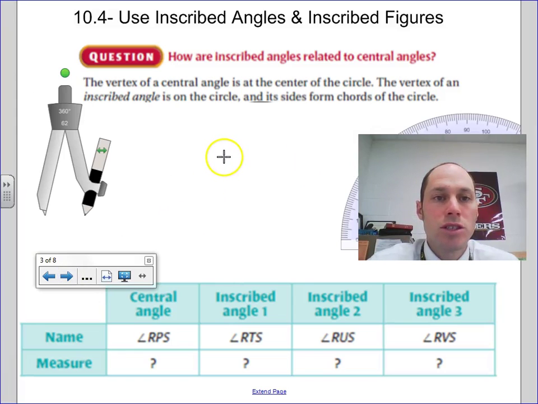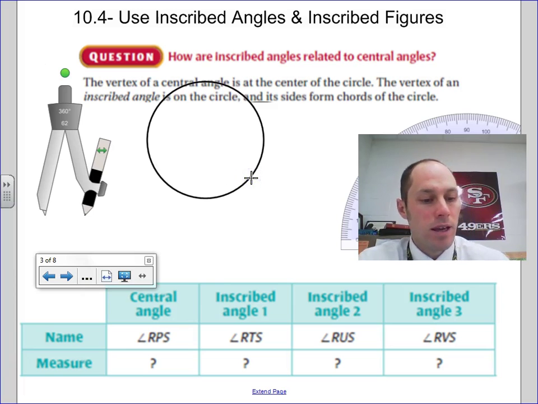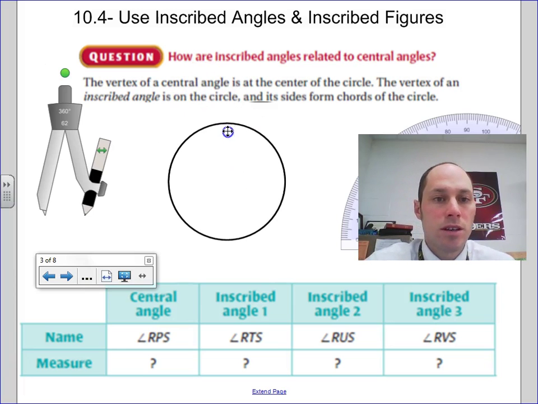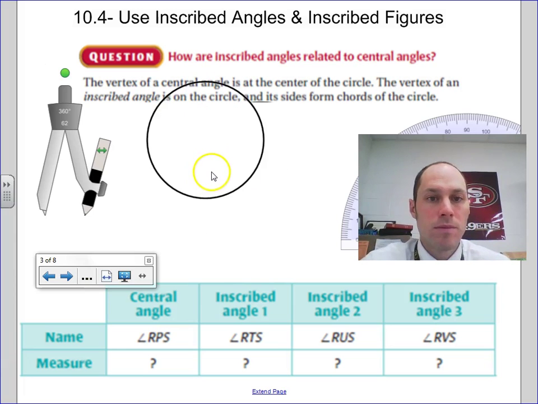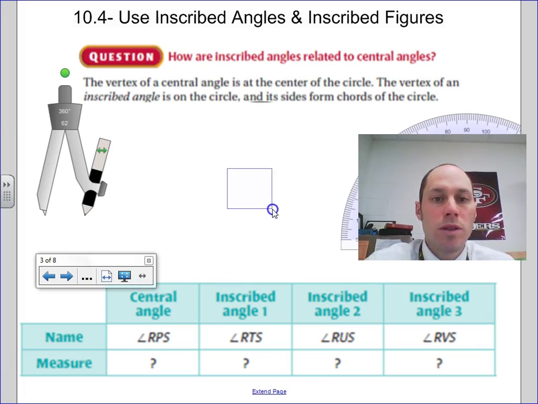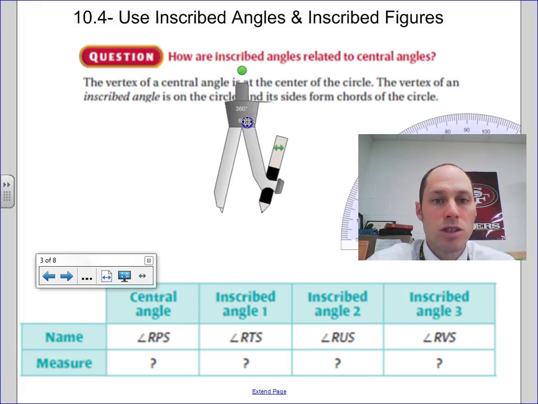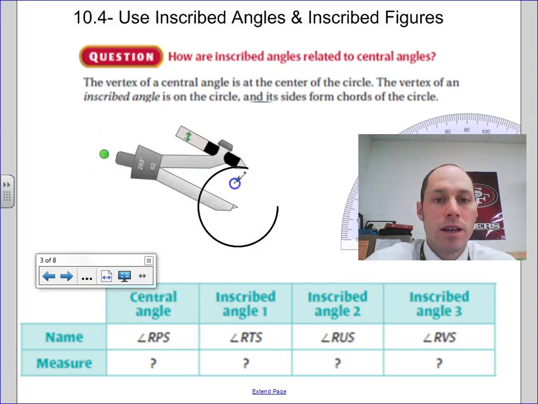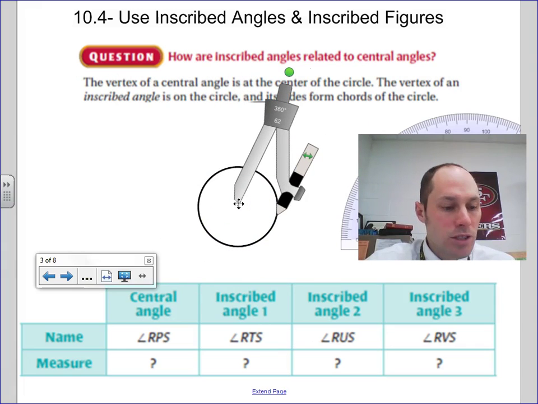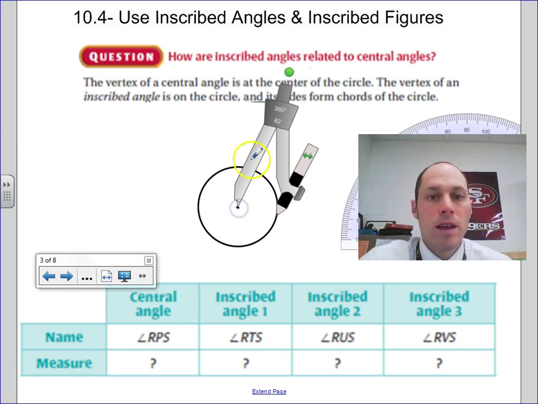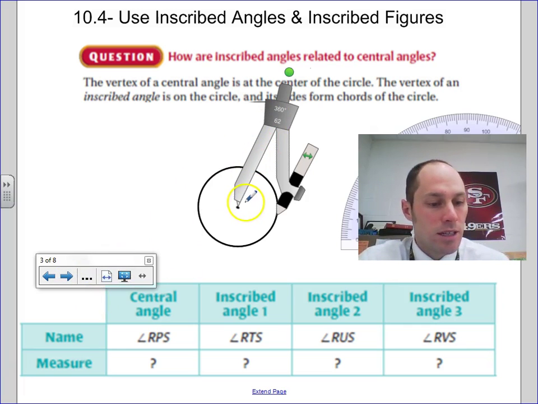Start off with an exploration. I would like you to draw a circle. There might even be one on your notes already. Get your compass out and draw that. What we're going to do is take our circle and make some inscribed angles and see what connection there is.